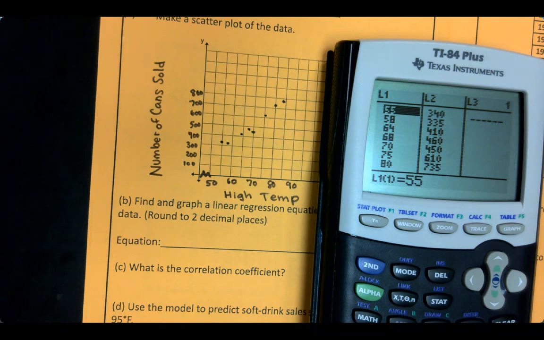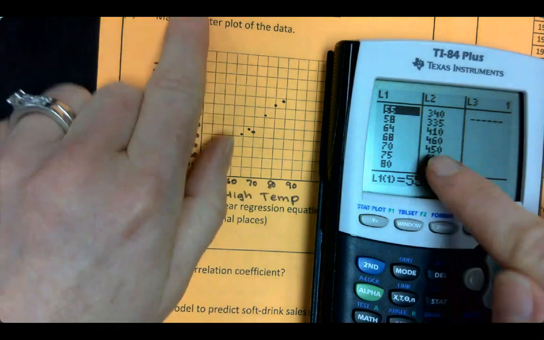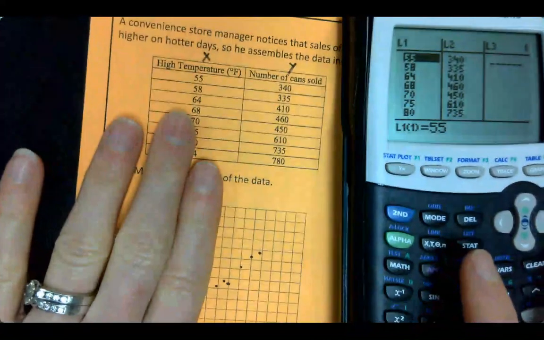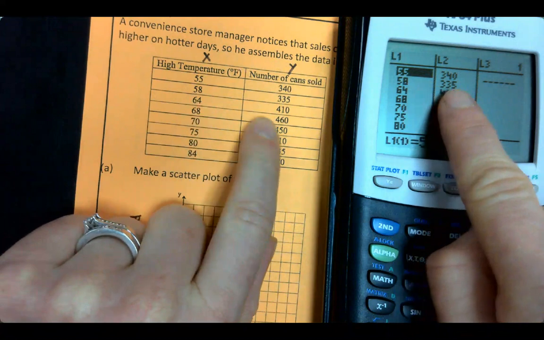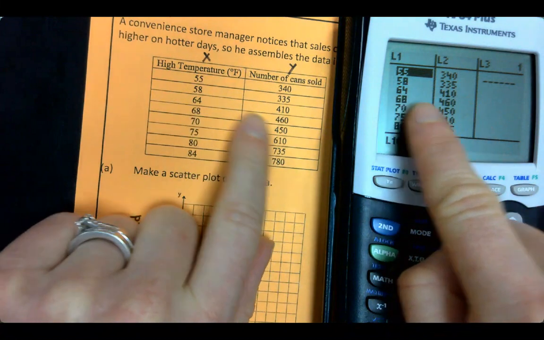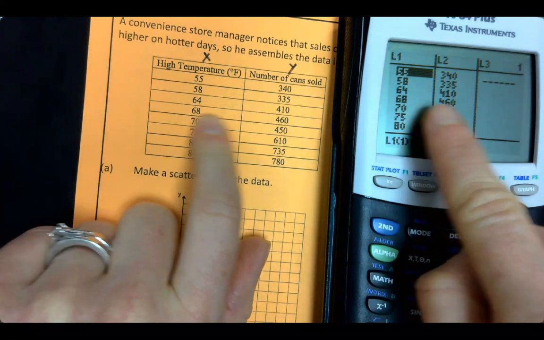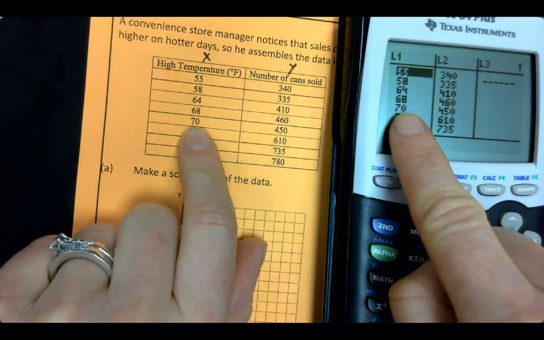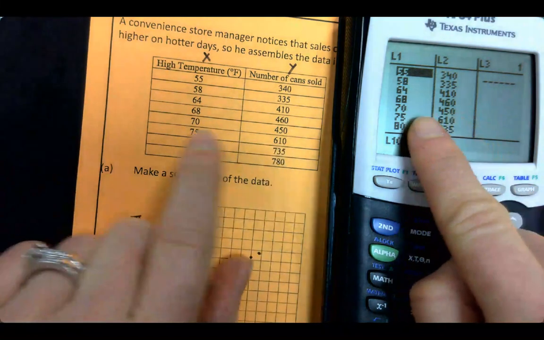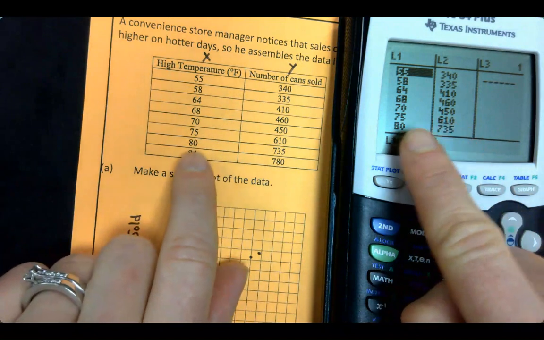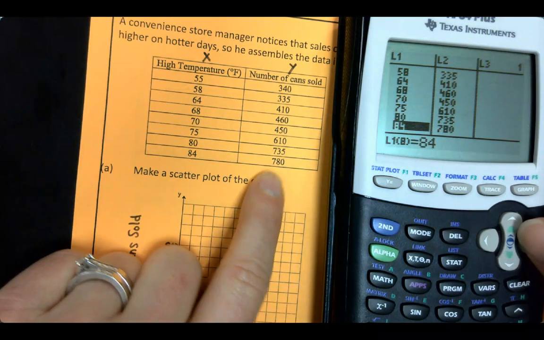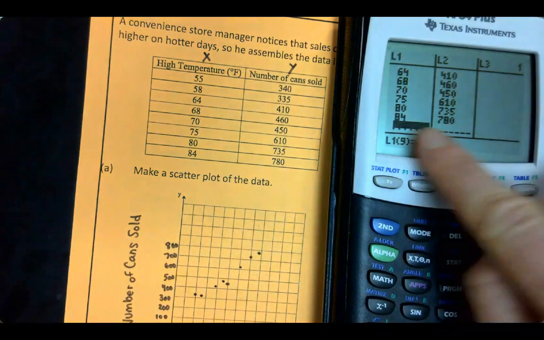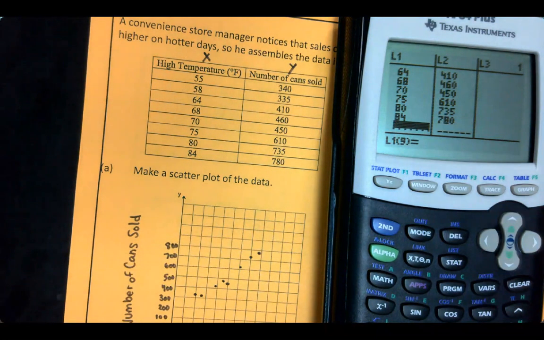So it's important that you double check your table to what you put in the calculator before you do linear regression. So 55, 340, 58, 335, 64, 410, 68, 460, 70, 450, 75, 610, 80, 735, 84, 780. And make sure there's nothing uneven down here.